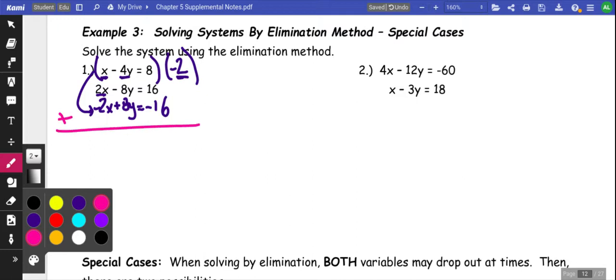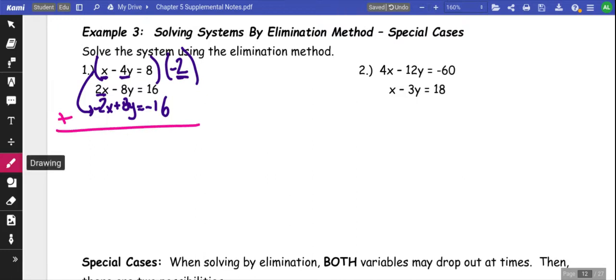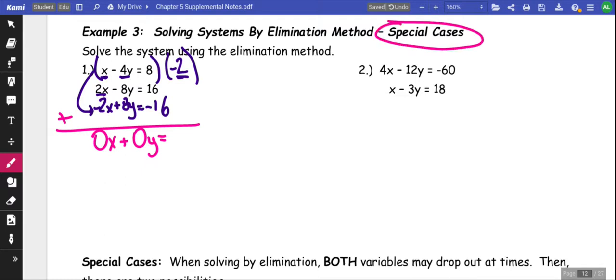Okay, now I have some things that should cancel, so I'm going to go ahead and add those two equations together. All right, 2x minus 2x, that's going to get me 0x. Negative 8y plus 8y, well, that's also going to get me a 0 term. I'm going to have plus 0y now. All right, so that should be an alarm bell. This is a special case because if I eliminate both of my variables, something is up. I'm either going to have infinitely many solutions or I'm going to have no solution. It just depends on what I get here.